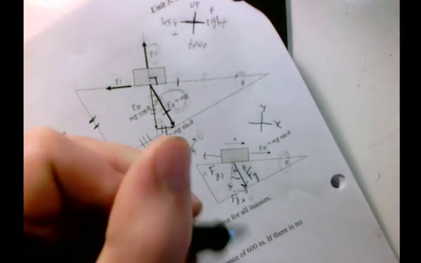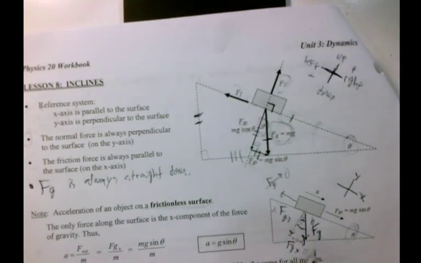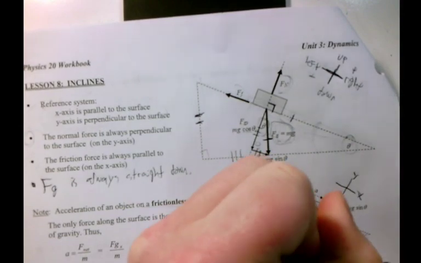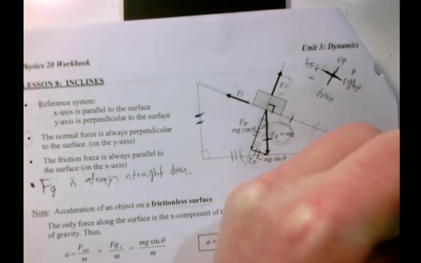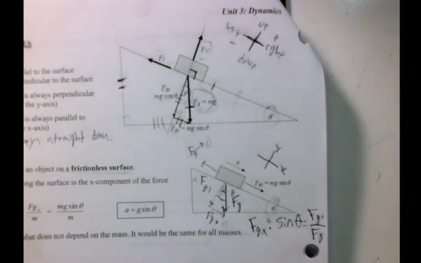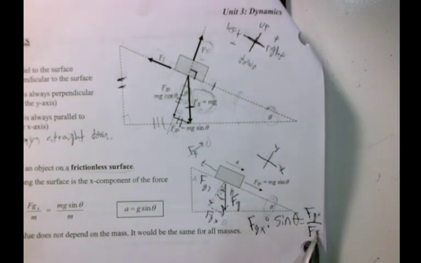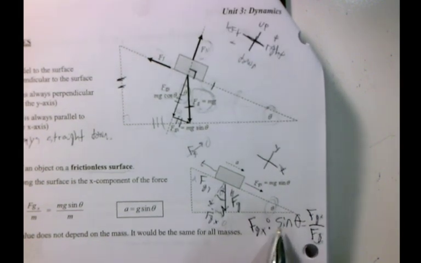And if we solve for FGX using trigonometry, we have the opposite side, so we're going to use opposite over hypotenuse. So sine of our angle is equal to opposite, FGX, over hypotenuse, just FG, and we can rearrange to solve for FGX. So the x component of the gravity is equal to the full force of gravity times sine of theta. That's where we're getting this, right?